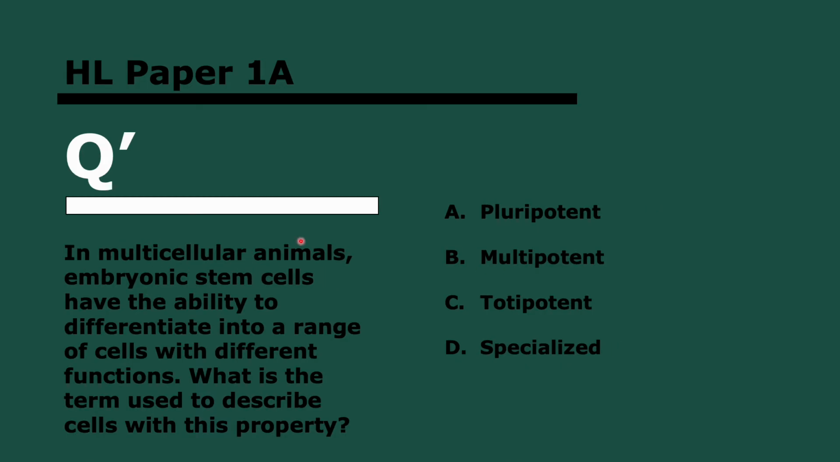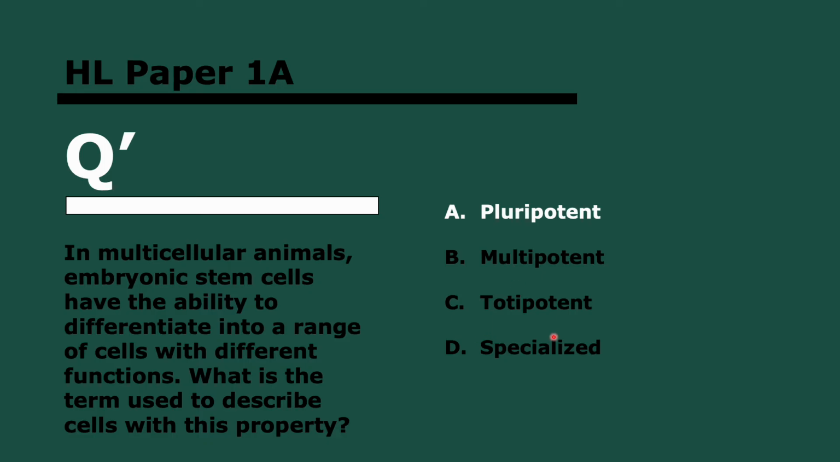Next question. In multicellular animals, embryonic stem cells have the ability to differentiate into a range of cells with different functions. What is the term used to describe cells with this property? And this is a bit of a trick question. So again, 3, 2, and 1. It's pluripotent. Why? I think a lot of you might have guessed totipotent.